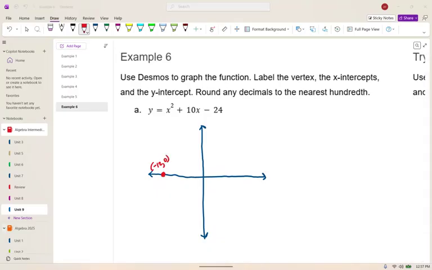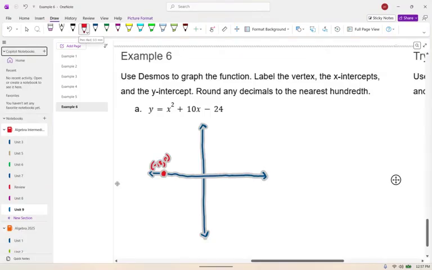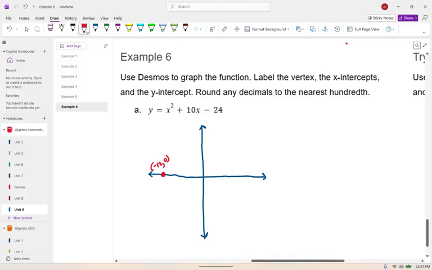And then I've got another x-intercept at 2, 0. So I'm going to try and use my best sense of scale to put 2, 0 right about there. And then we have our vertex at negative 5. So negative 5 might be right around there. Negative 5 and negative 49. So we'll put a dot down here. Negative 5, comma, negative 49. This is negative 49.